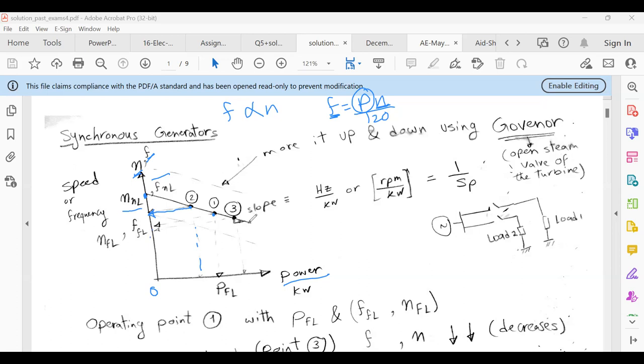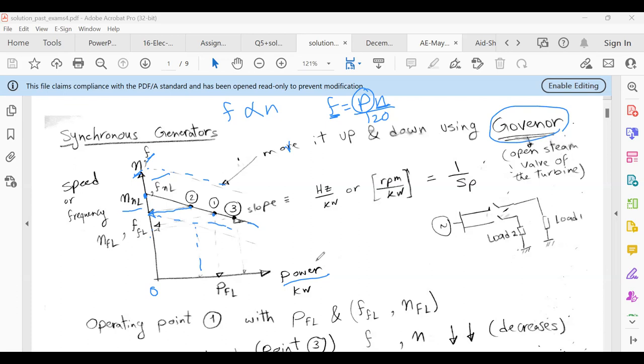So this slope makes sense, right? You add more load, your frequency or speed is reducing. You are not connected to the grid. And this slope is important because, first, you can move this curve up or down. You can move it up or down using something called the governor.